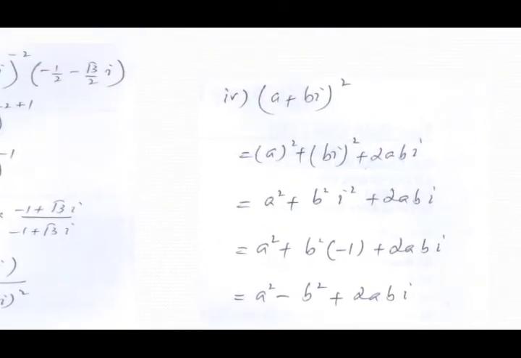In this question, whole square, a square plus b square plus 2ab. I think it is a simple question.